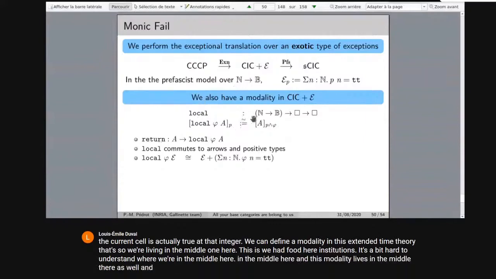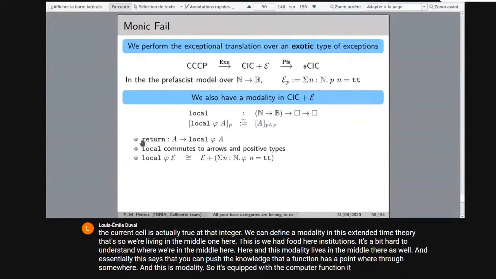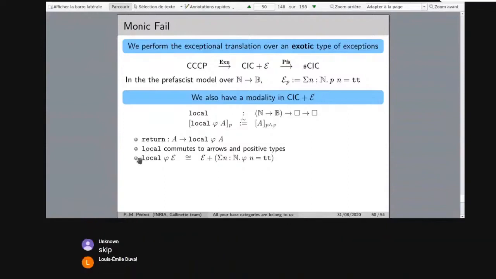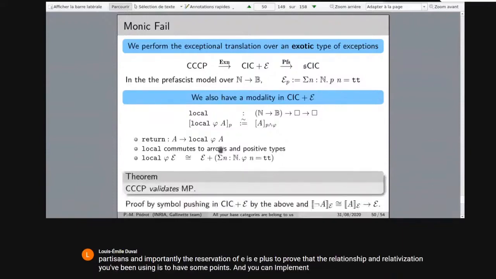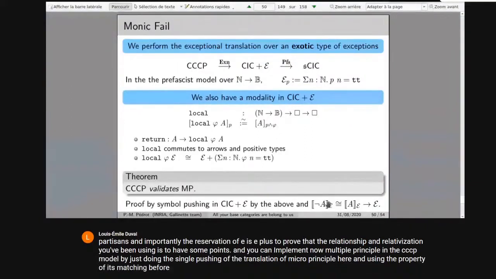And essentially, this says that you can push the knowledge that a function has a point where it's true somewhere. And this is a modality, so it's equipped with a return function. It commutes with the arrows and paths types. And importantly, the relativization of E is E plus the proof that the relativization you've been using is true at some point. And you can implement now Markov Principle in the CCCP model by just doing the simple pushing of the translation of Markov Principle in here and using the property I was mentioning before, that is relativized negation. And there is nothing more to it.